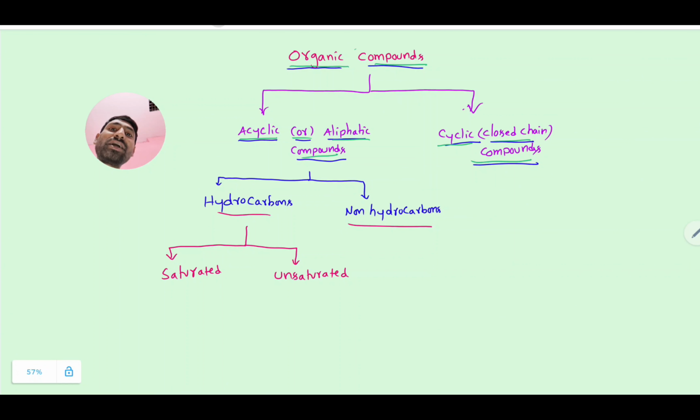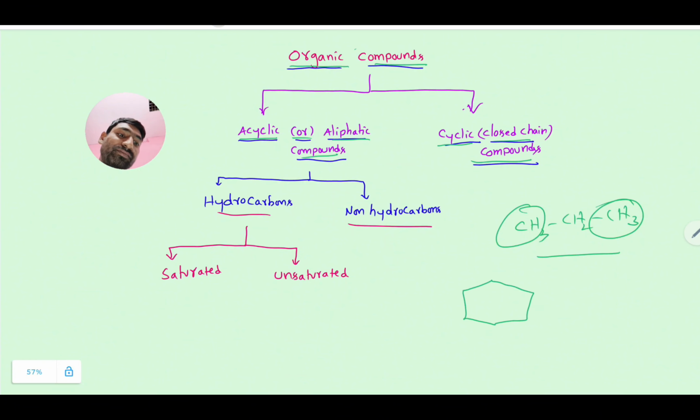Acyclic means the organic compound must contain two ends. For example, if you take CH3-CH2-CH3, there are two ends, so this compound is simply an acyclic organic compound. Now take a compound like this. Here there are 6 carbons, and it has no end. All these carbons are linked as a cyclic ring or cyclic chain. These types of compounds are called cyclic compounds.